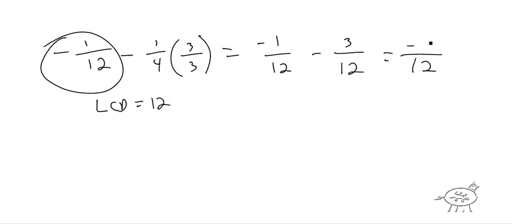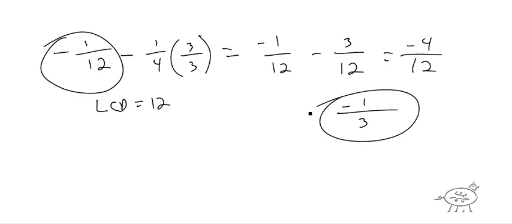And it's negative, so it's negative 4. And then, of course, you should know 4 goes into 4 1, so it's negative 1, and 4 goes into 12 3 times. So the answer is negative 1/3. Okay? That is pretty mellow.